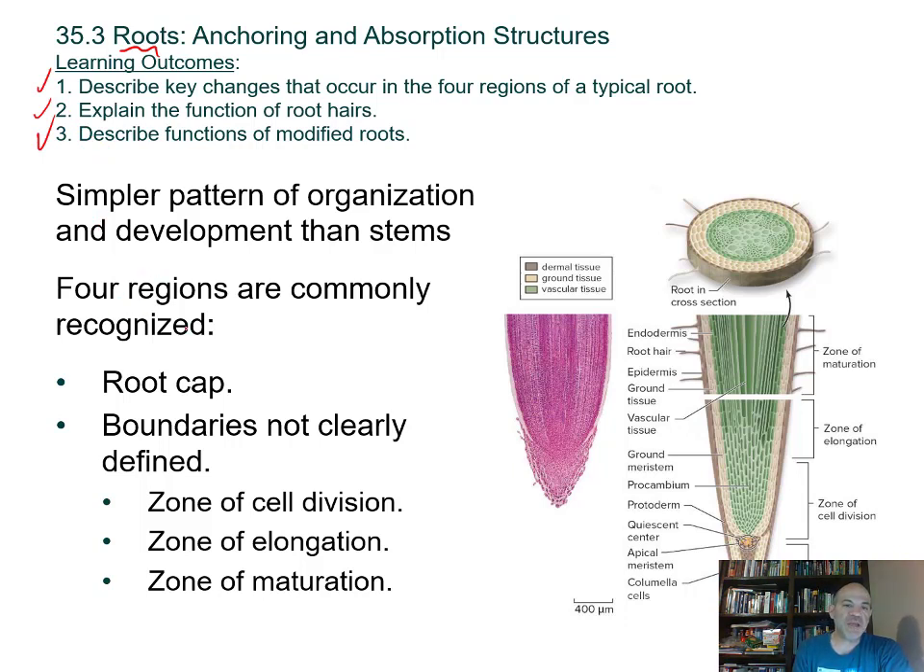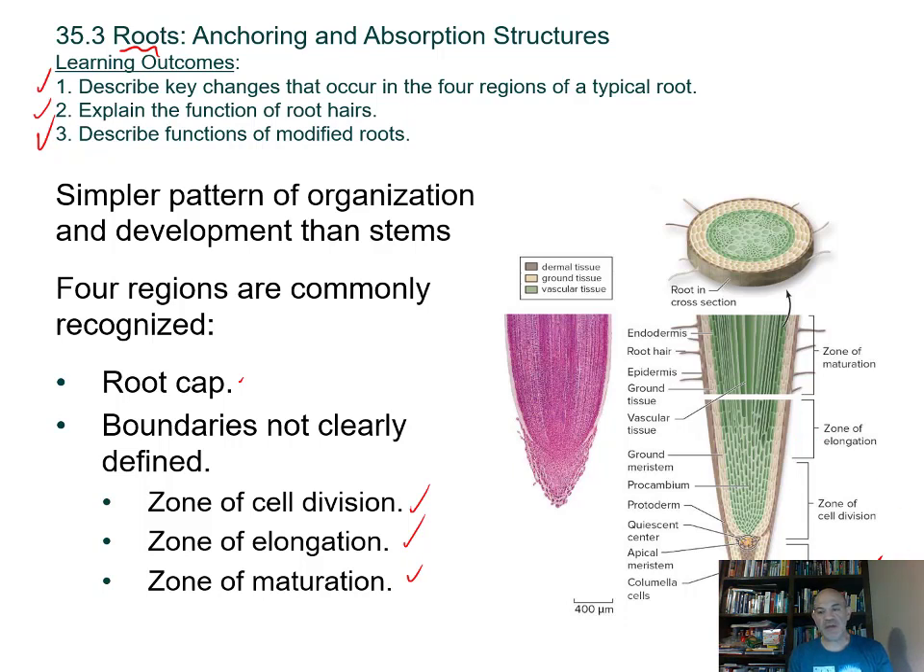Now, we're going to look at the 4 major regions that are recognized. There's the root cap that protects the root apical meristem, which is down here on the bottom. There's the root cap in the diagram there. And then there's 3 general zones that are not clearly defined. There's no exact boundary to the next one. They just kind of transition from one to the next. So going in order, the first zone from the tip of the root would be the zone of cell division. Then the cells elongate and then they mature. That means they differentiate and develop into their fully functional cell there.